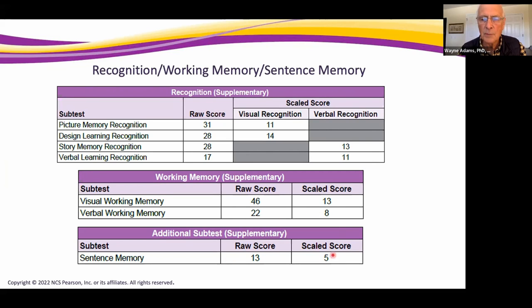Sentence memory. Let's just make one comment about sentence memory before we move on. Sentence memory is a test that's withstood the test of time. It was on the original RAML, it was on RAML 2, and here it is on RAML 3. It's a relatively fast test to give, and it was retained primarily because it is a great subtest to use in comparison with other language and auditory demands of the RAML.